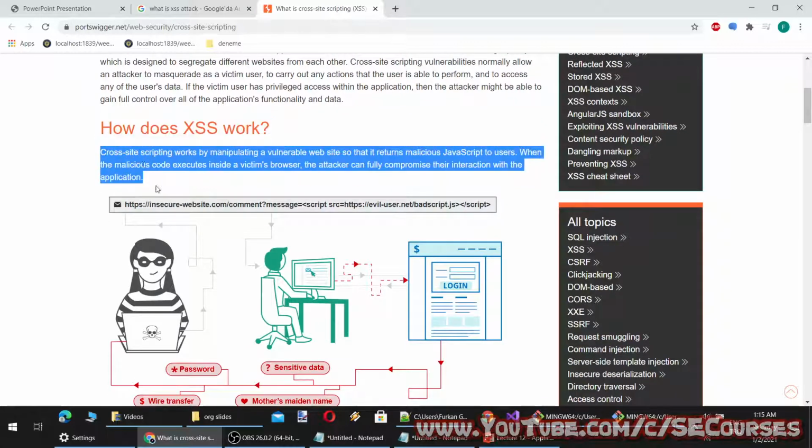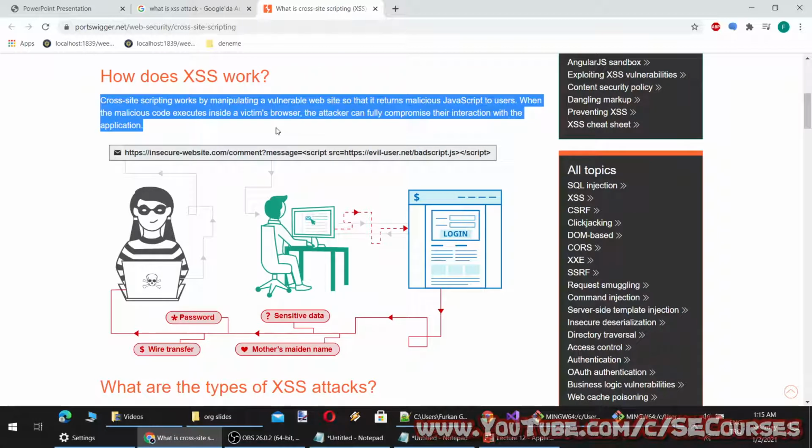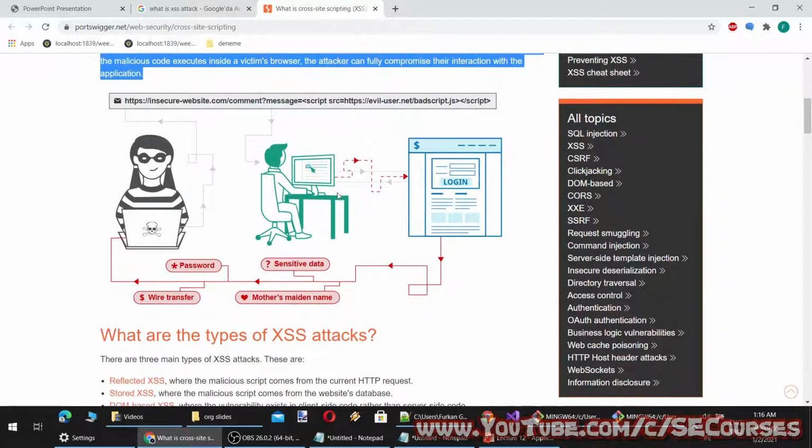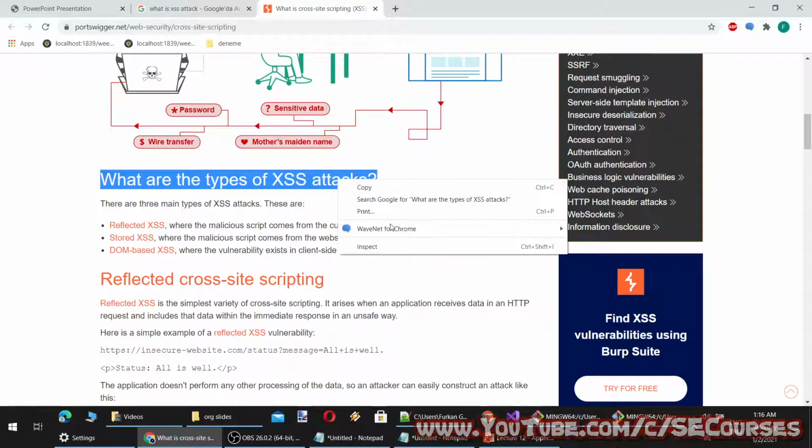How does XSS work? Cross-site scripting works by manipulating a vulnerable website so that it returns malicious JavaScript to users. When the malicious code executes inside a victim's browser, the attacker can fully compromise their interaction with the application. You see, for example, if the website you are using is displaying a message as raw, the malicious user can send you a script link like this and execute that script on your computer when you read that message and do whatever she wants. Okay.